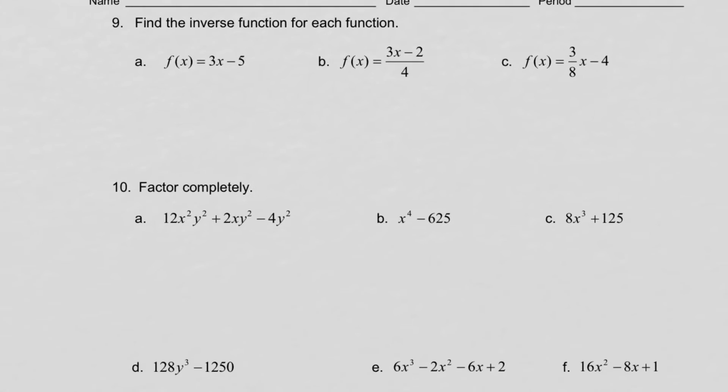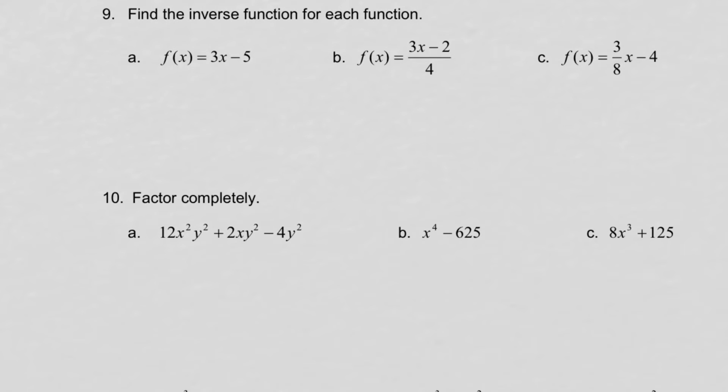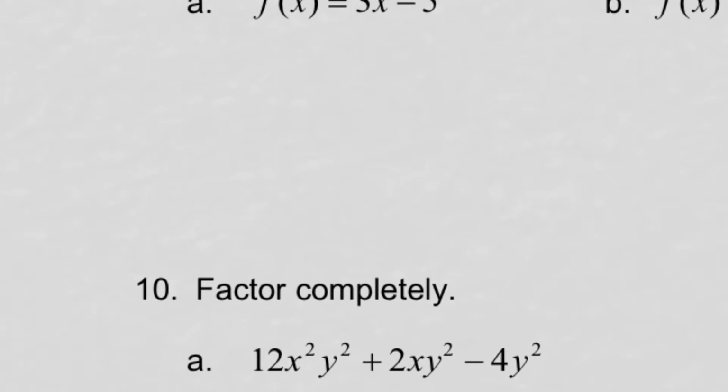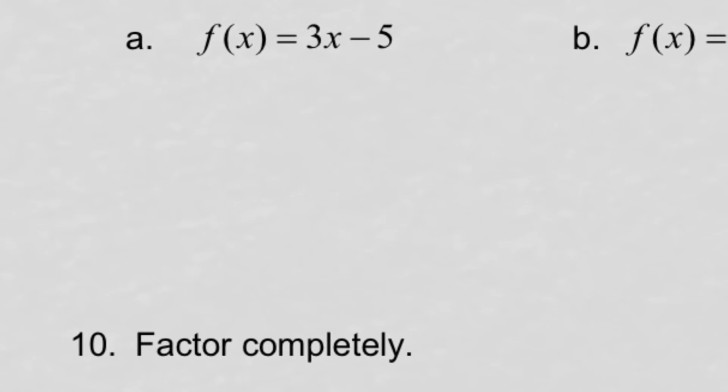Alright, let's look at number 9. Find the inverse function for each function. So I'm going to go ahead and work on A to start, and then we'll look at B and C afterwards. It says f of x equals 3x minus 5, so we're looking for the inverse. First thing I'm going to do is change f of x to y. Y equals 3x minus 5.